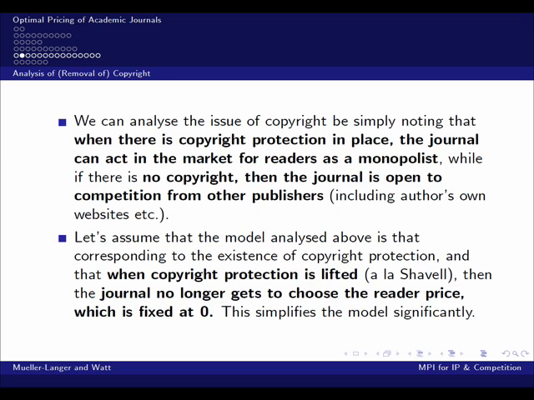I'm still a little confused about what you mean by choosing quality. For example, this is a monopolistic market. If I want to start a journal, what would be my optimum if I want to maximize profits? It's a monopoly price.